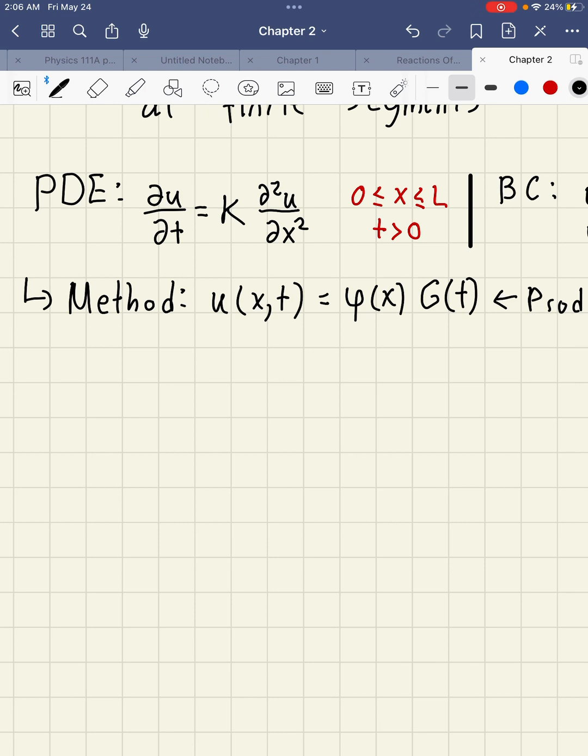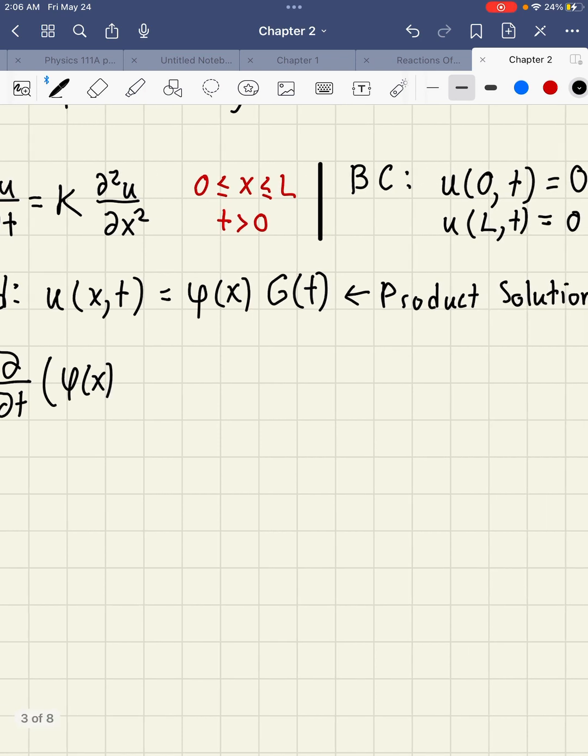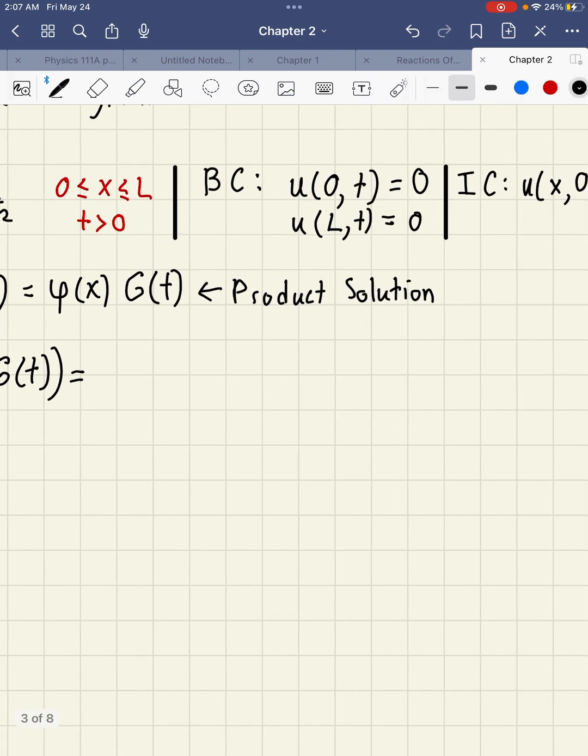solution into the PDE. Now my partial u, partial t, is equal to partial t of phi of x g of t. Now I'm taking the partial derivative with respect to time, therefore all my x components will act as a constant and I can bring it in front. So therefore on the left side I have phi of x times partial g partial t.